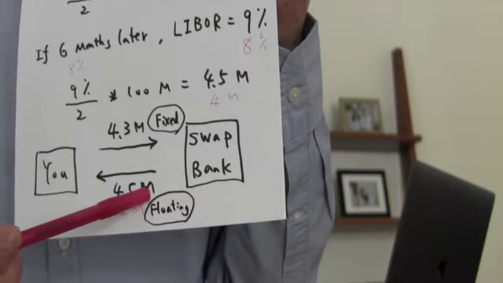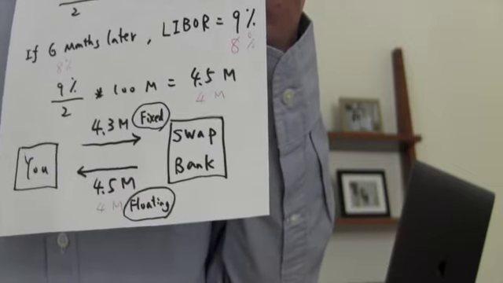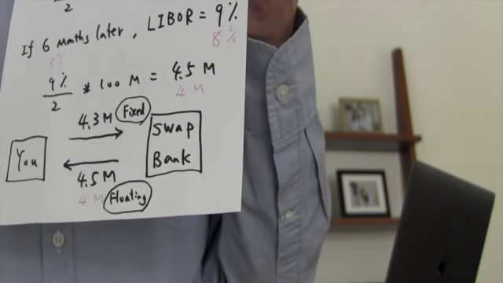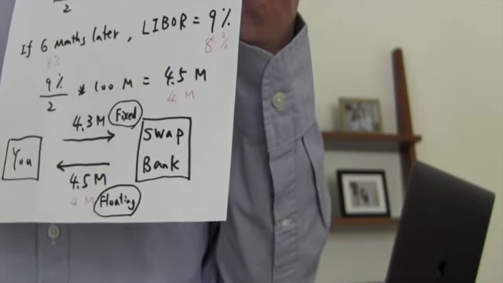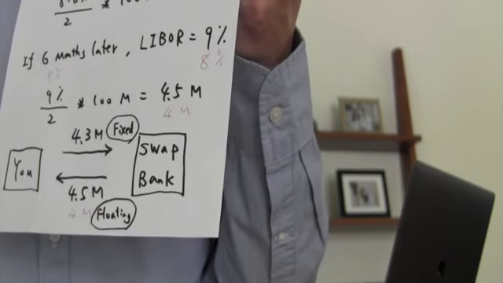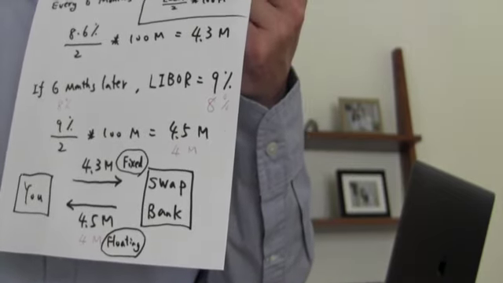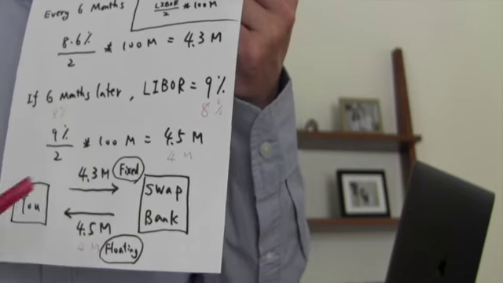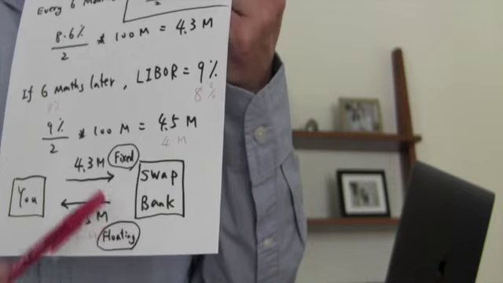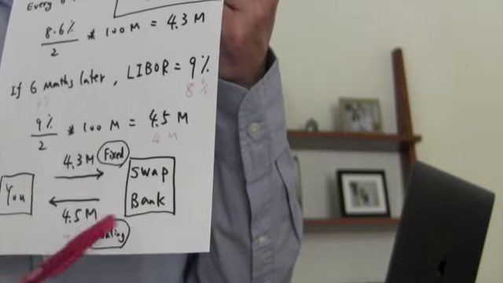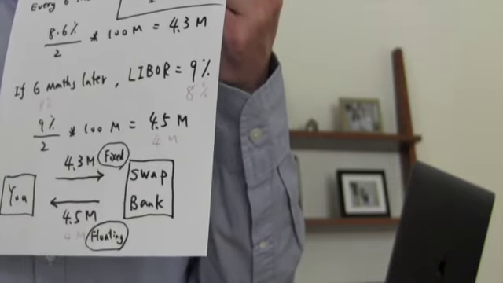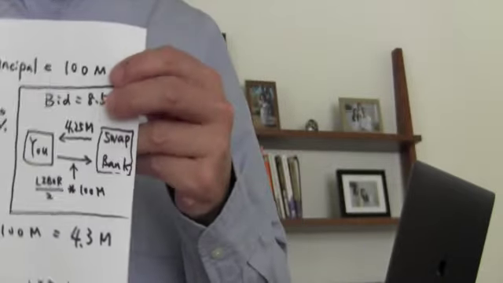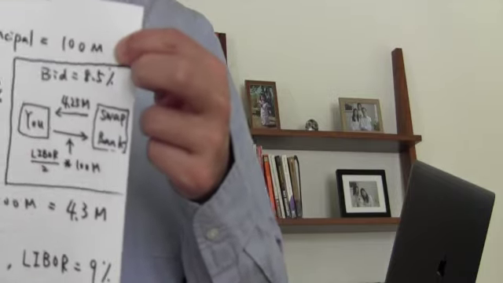So we have a fixed payment of $4.3 million, but the amount of money we're going to receive in 6 months would involve some degree of uncertainty based on whether the LIBOR interest rate is high or low. Okay, so this is one path. When you deal with the S price, this would be the cash flow pattern that will look like this.